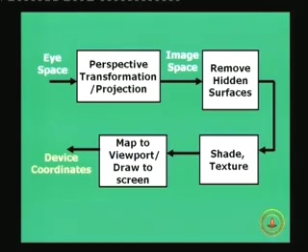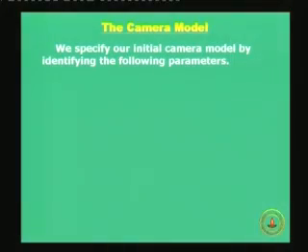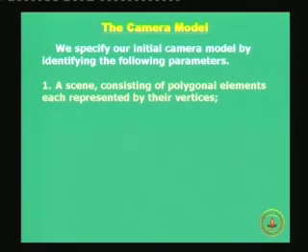So in the last few minutes of this lecture today, we look at a camera model which gives a very simple formula to transform a 3D point to a 2D point. This is similar to the projection geometry combined with the transformations. I am just taking a simple example as a case study where we specify our initial camera model by identifying the following parameters.